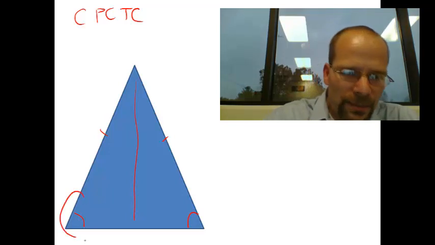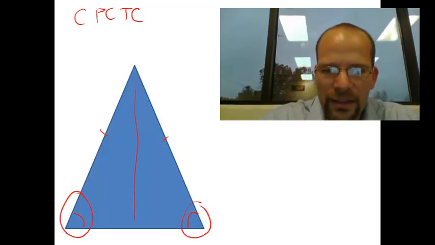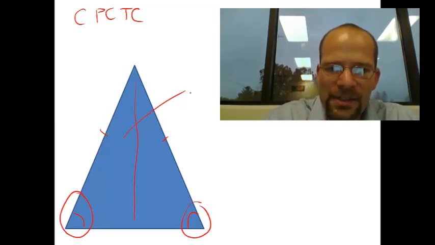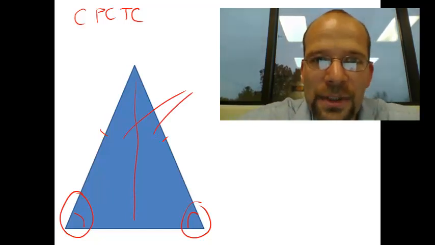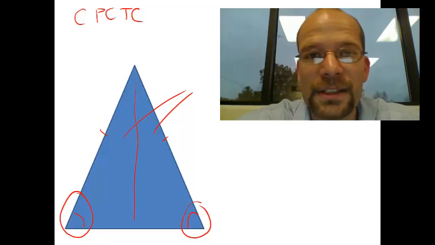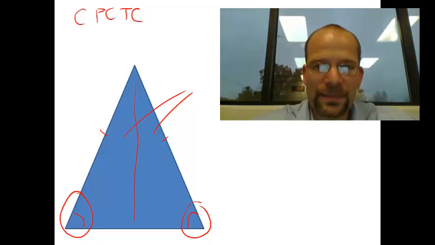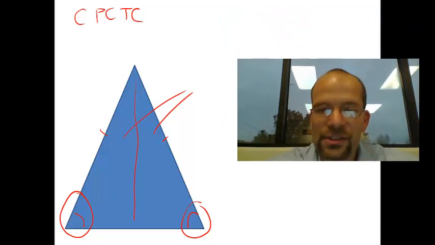So in order to prove these angles congruent, the way that I did that was I first simply proved that these two triangles were congruent. Once I proved that the triangles were congruent, I know that all their corresponding parts are congruent as well. So that is the proof of the isosceles triangle theorem.